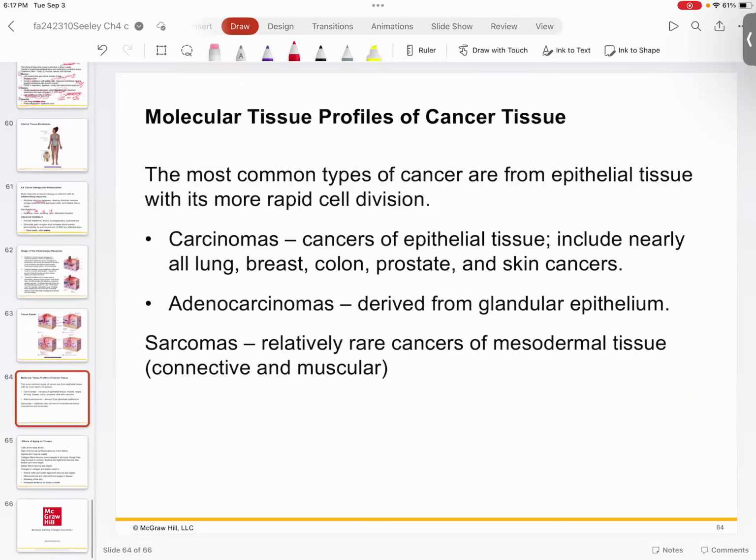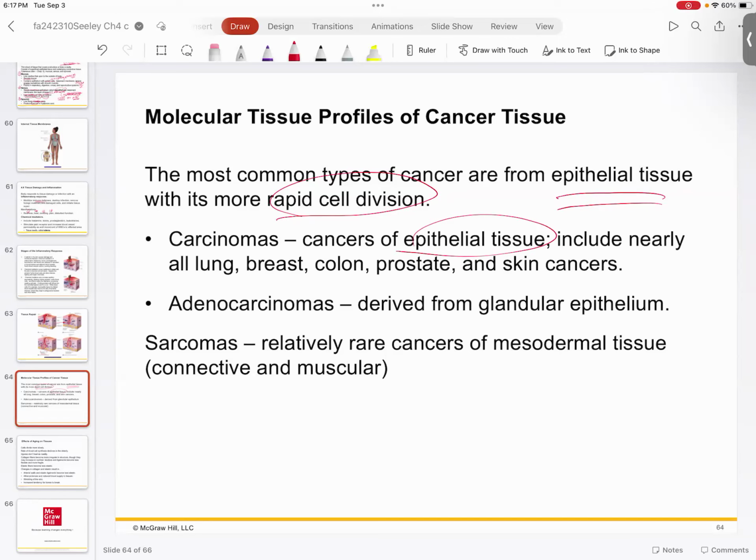So when you take a look at how this works with cancers, typically when you take a look at different types of cancers, most of them are epithelial in nature. Why? Because these are oftentimes dividing, right? And so it's the dividing cells that then become vulnerable to a cancerous presentation. And so oftentimes we'll get carcinomas, which are cancers of epithelial tissue. And so that's pretty much lung, breast, so any kind of epithelial tissue, whether it's secretory, whether it's a liner, colon, prostate, skin cancers, things of that nature.